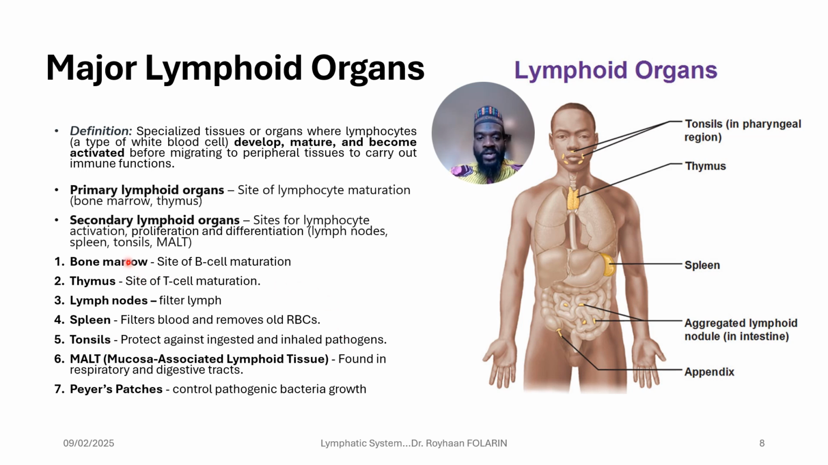So for the primary lymphoid organs, that's the bone marrow as well as the thymus, right? They are the sites of lymphocyte maturation. The B cells mature in the bone marrow, while the T cells mature in the thymus.